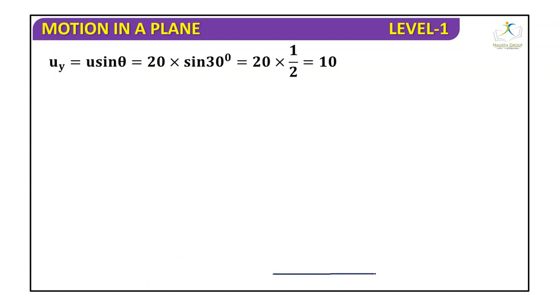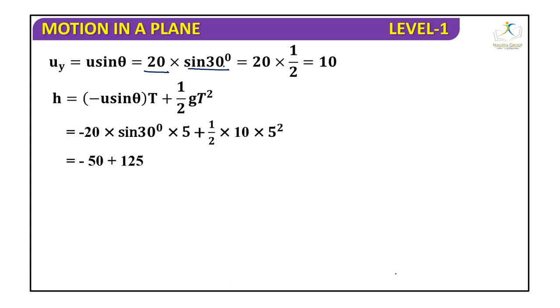Similarly, we will do it with uy. So uy is equal to u sin theta, u again 20 and sin 30. Sin 30 is 1 by 2. After a little bit of solution, we get the value of uy, which is 10. Now we are putting all these values: h is equal to minus u sin theta t plus half gt square. After putting all these values, we get the value of h, which is 75 meter.